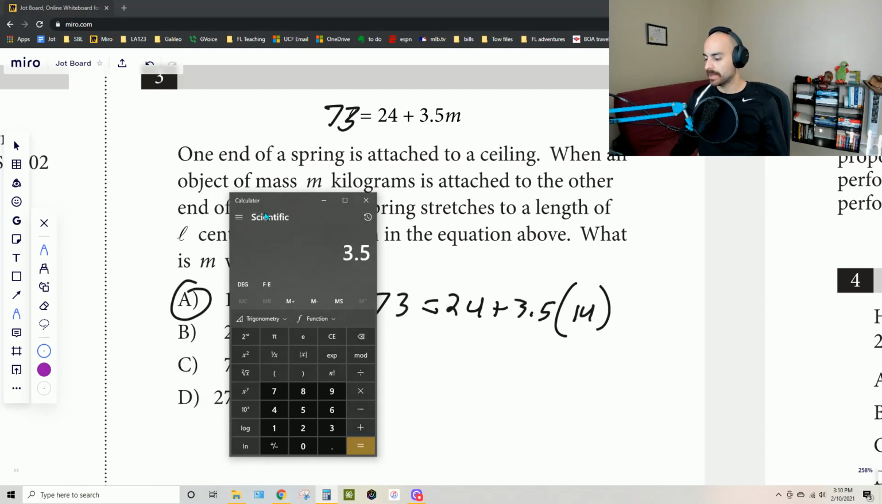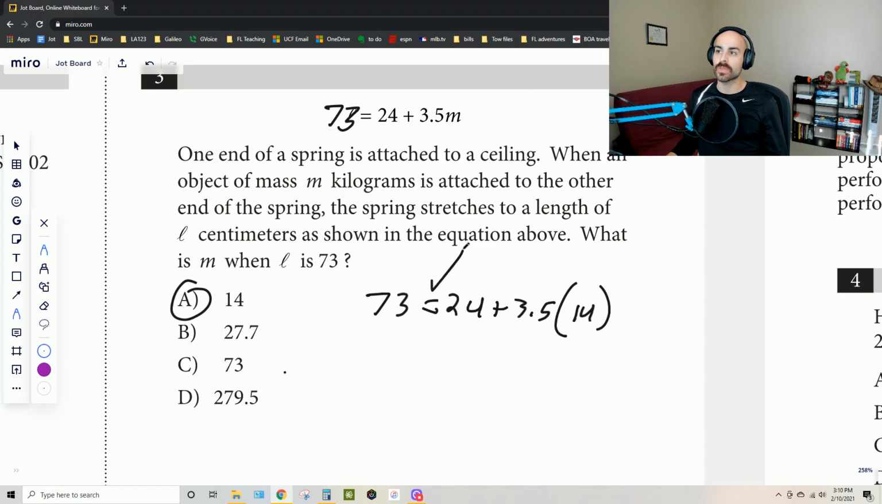But 3.5 times 14, that's 49, plus 24, and that equals 73. So I know that's going to be the correct answer because it's giving me 73 on both sides.